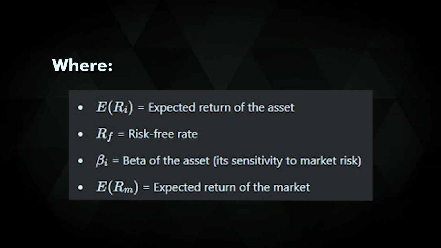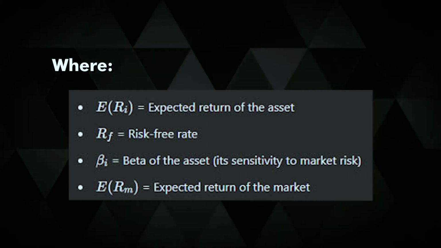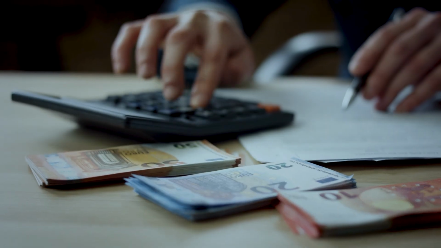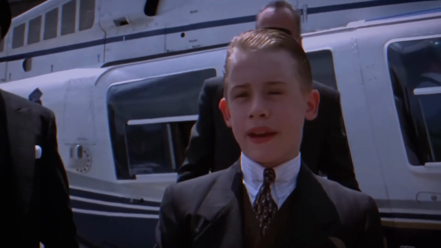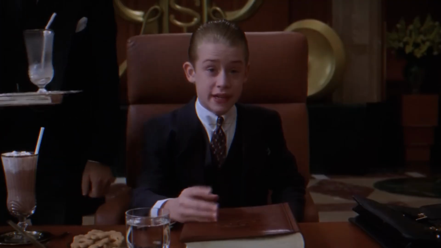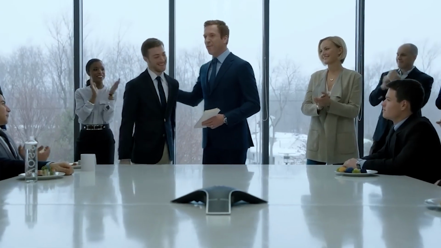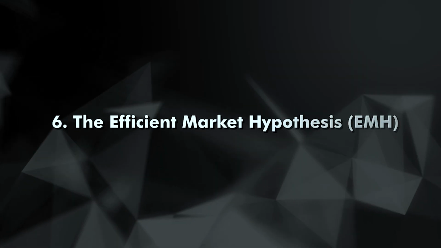Beta is sensitivity to the market risk. E(Rm) is the expected return of the market. Well, in simple terms, CAPM helps you assess whether an asset is offering enough return for its level of risk and whether it should be included in a portfolio. So 6 is another definition.